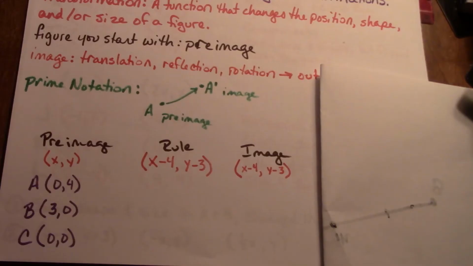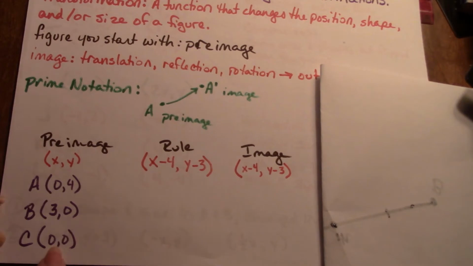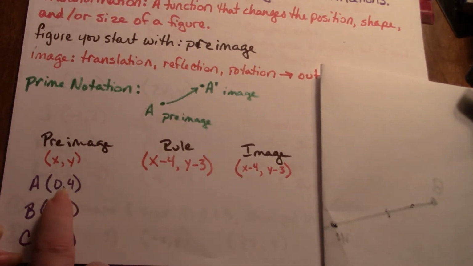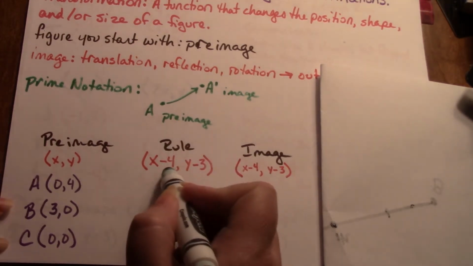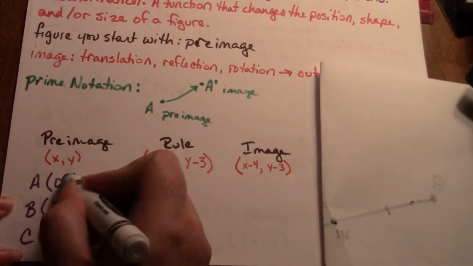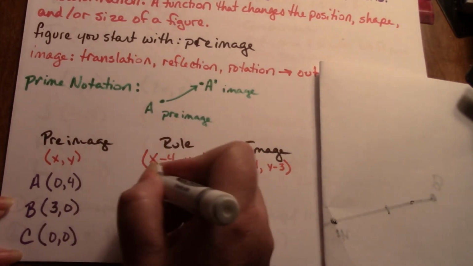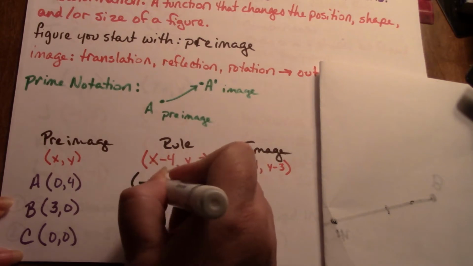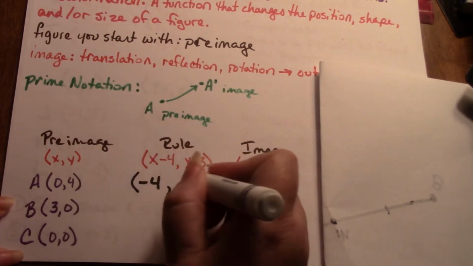So if you look at example A on the bottom of page 31, our pre-image points are A, B, and C, and they've drawn you a nice little picture of what A, B, and C look like. A nice little triangle, a right triangle centered right at 0, 0. And the rule is x minus 4 and y minus 3. So we're going to start with A, and we're going to say x minus 4 is negative 4, and y minus 3 is 1.